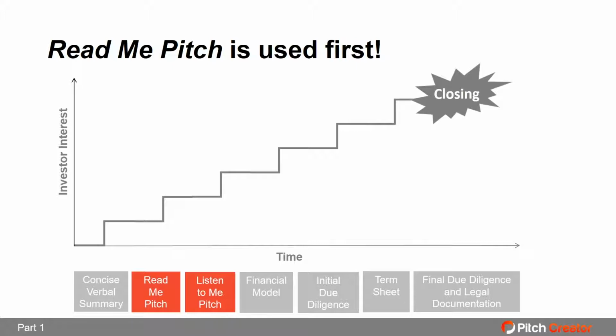If you send the investor your README pitch and that piques their interest, then they might be interested in the next step, which is usually to meet with you in person so you can actually deliver your listen to me pitch using your slide deck. If you don't have a strong README pitch or a strong investment summary, you're probably missing opportunities to make it to that next step. This is the very simple reason why a README pitch is more important than a slide deck.